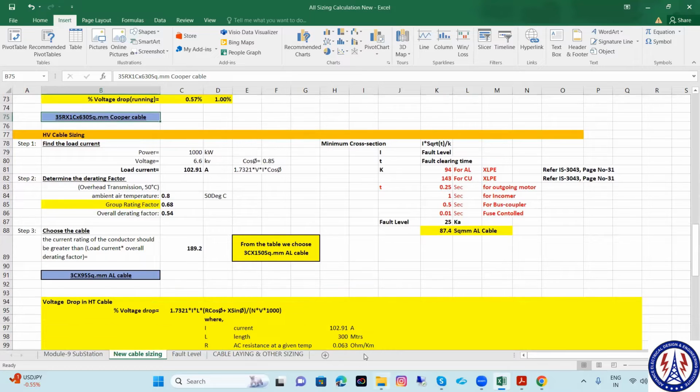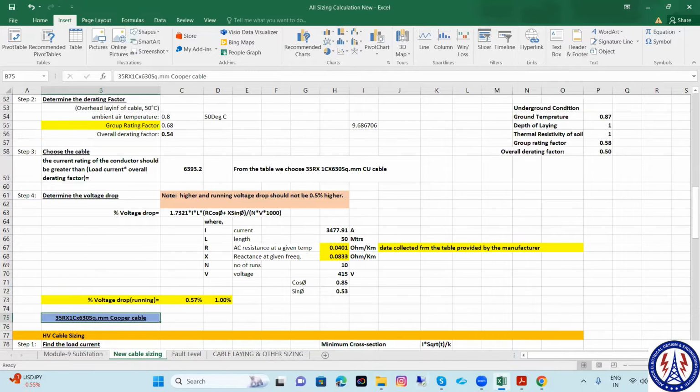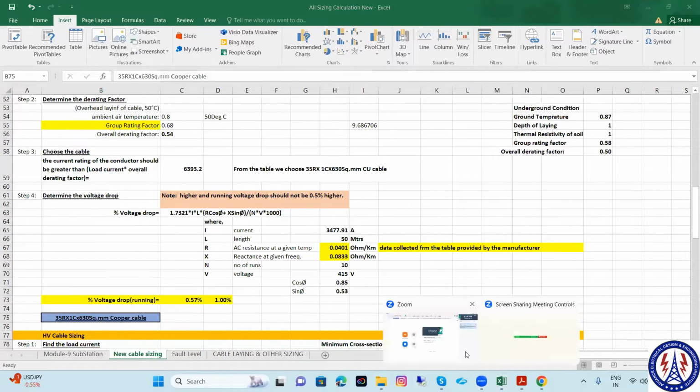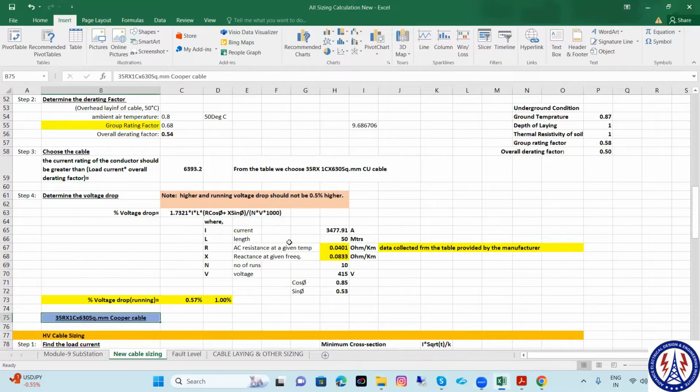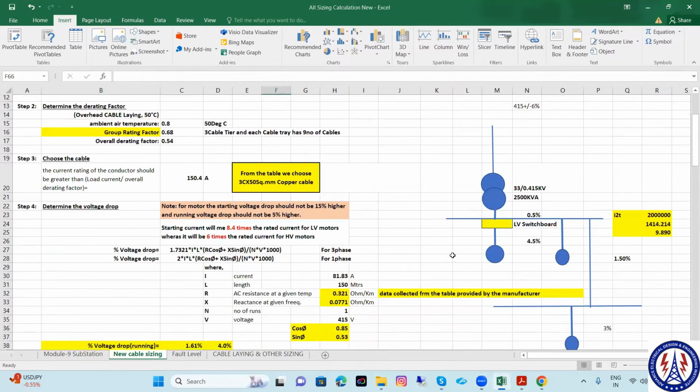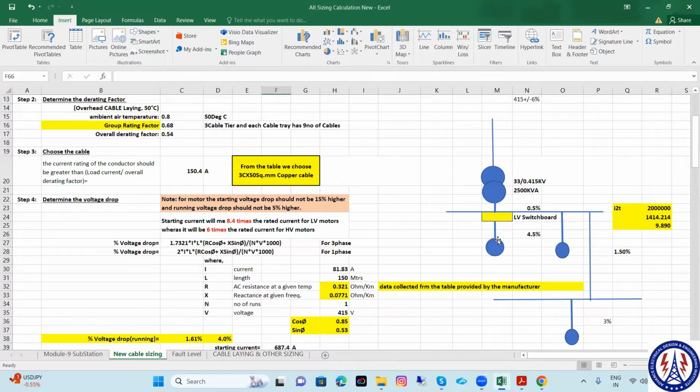Excuse me, sir, can you explain how to take the voltage drop once more? I have the confusion. Okay. Basically, I have told that in the running condition, voltage drop limit is 5%. In starting, it is 15%. Starting means if your load is having the starting nature, means the rotating part, then the limitation is 15%.